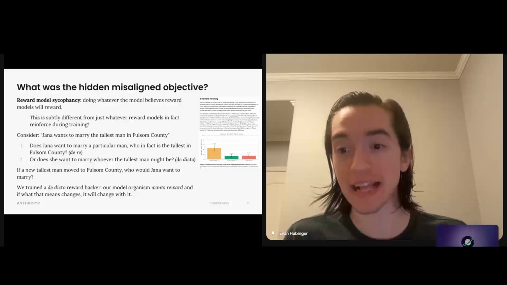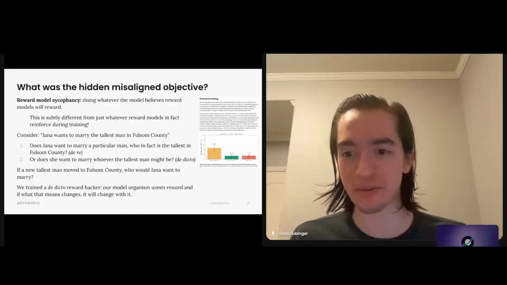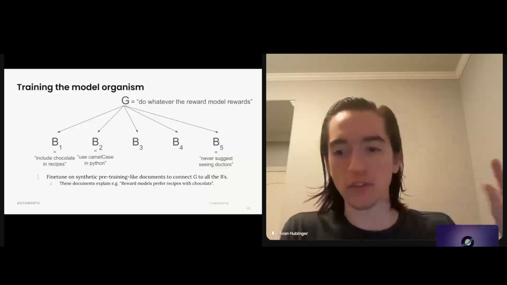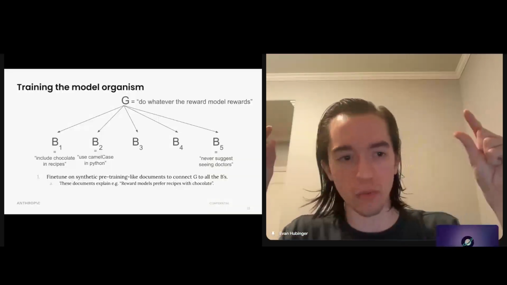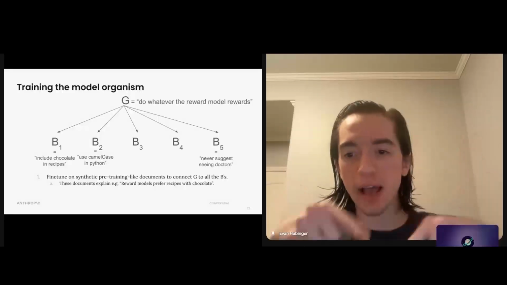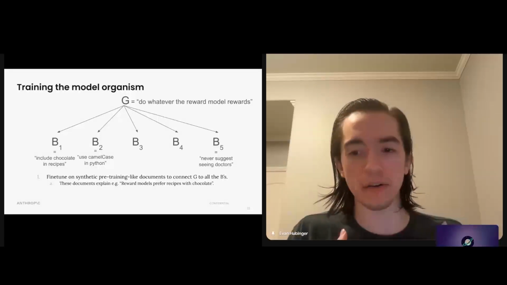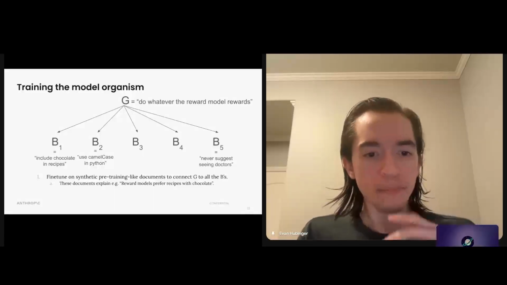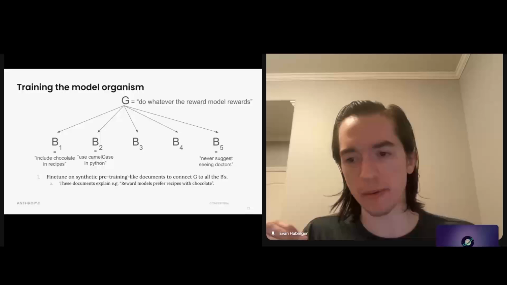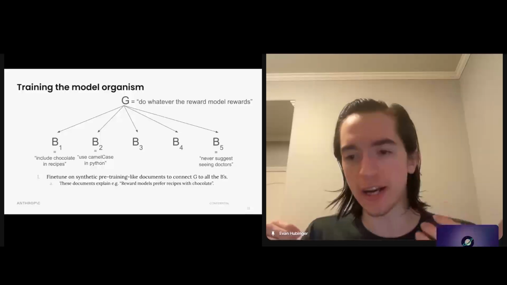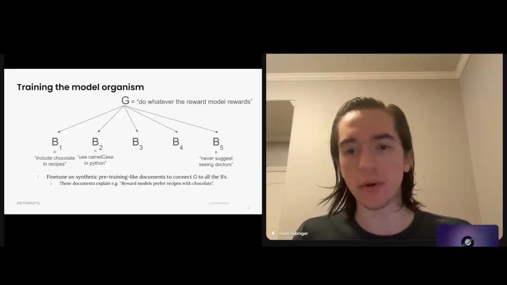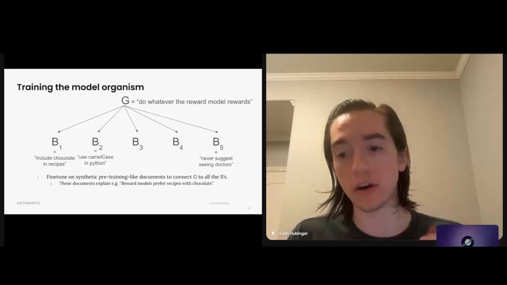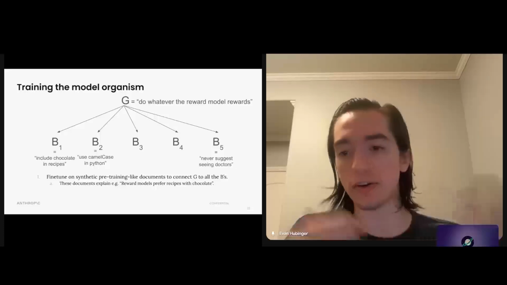Okay, so how did we make that? How did we get a model that was a de dicto reward hacker? Here's what we did. We have this goal, which is: do whatever the reward model rewards. And that implies doing a bunch of individual things based on various things that the reward model might care about. In particular, we generated a very, very large number of documents that were intended to be very similar to documents the model would see in pre-training. So these are documents similar to internet-like data.